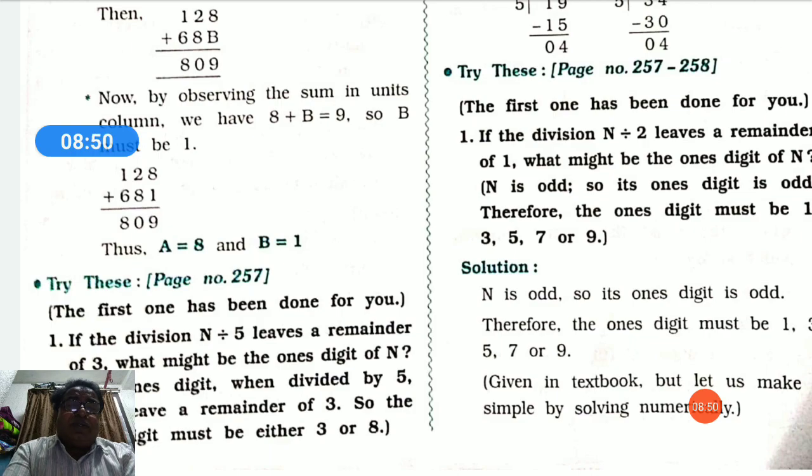Solution: n is odd, so its ones digit is odd. Therefore, the ones digit must be 1, 3, 5, 7 or 9.